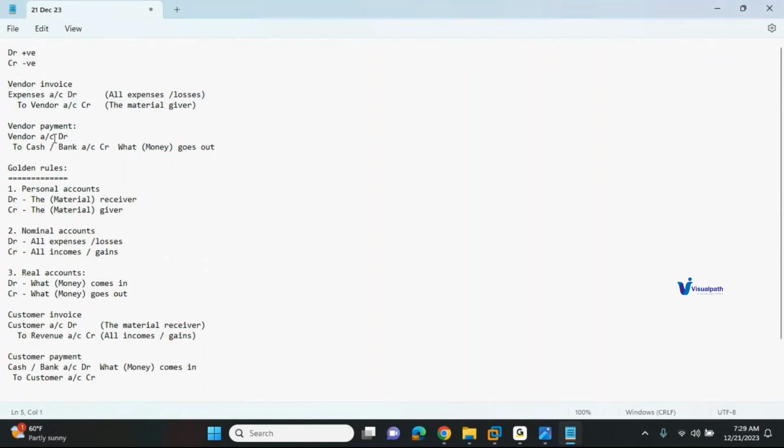Vendor invoice, vendor payment. Okay. So what is debit? What is credit? It is your commerce knowledge. So next, customer invoice, customer payment. Let me do customer invoice.